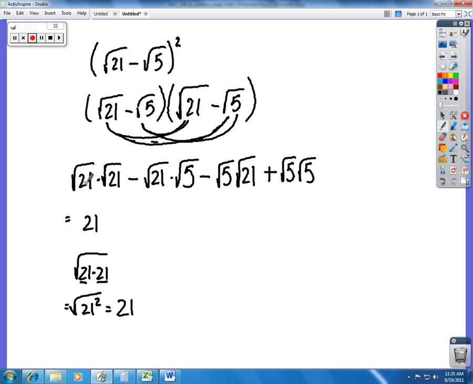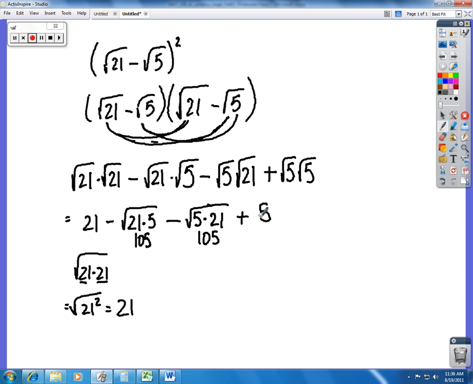Okay, so this number becomes 21. This one right here, we're still going to have the square root of 21 times 5, which is 105. Same thing for this square root of 5 times 21 here. That's another square root of 105. And then down here, we've got the square root of 5 times the square root of 5, which is just 5. Okay?